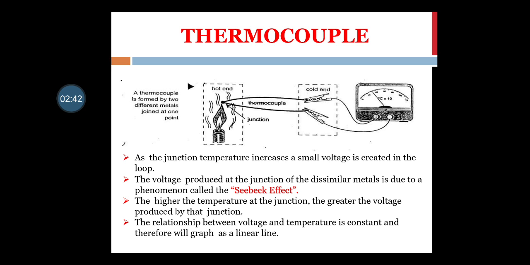So a thermocouple is basically a combination of two different metals, and the junction where these two different metals meet is called the thermocouple junction. The higher the temperature at the junction, the greater the voltage produced at that junction. The relationship between the voltage and the temperature is constant, and therefore the graph is also linear. So this is how a thermocouple works.